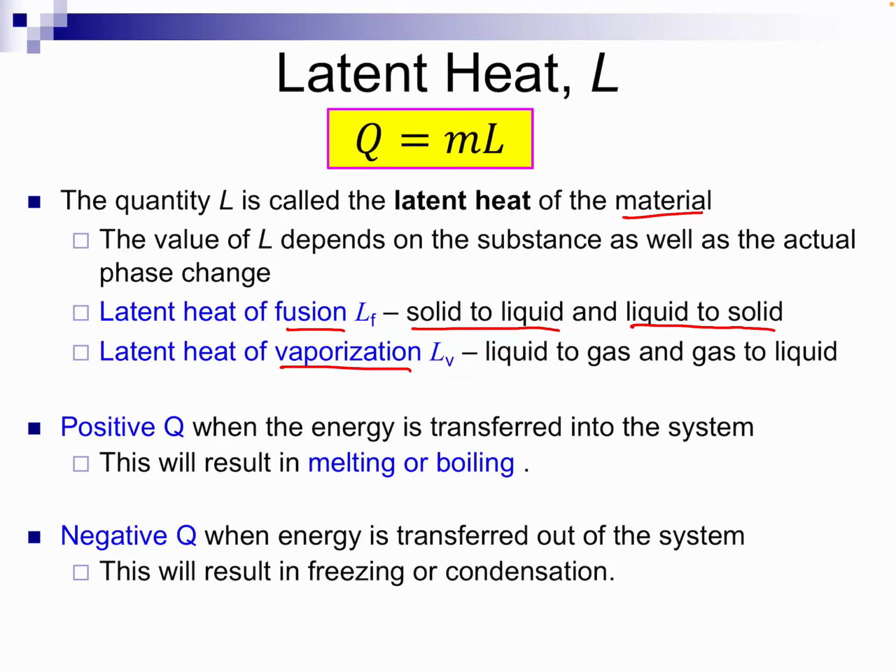Incidentally, the heat required to freeze a material is equal to the heat required to melt the material, and that's why latent heat of fusion refers to both melting and freezing. So you use latent heat of fusion if the phase change is either melting or freezing.